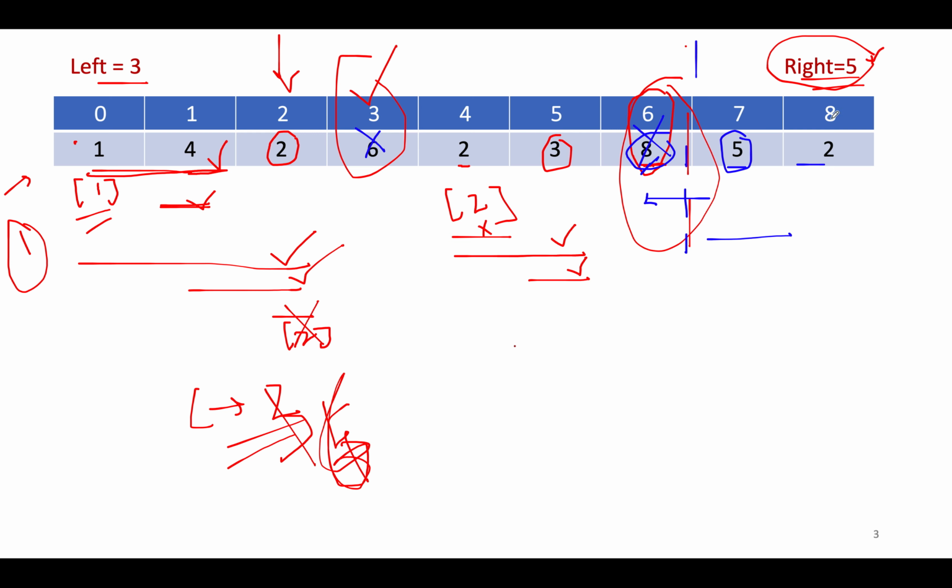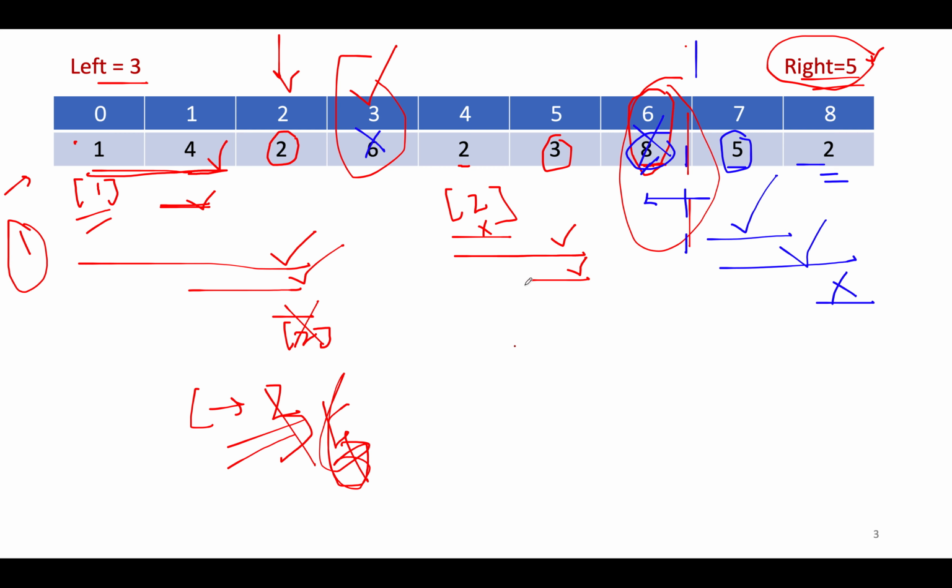Will that be part of the answer set? Yes, because it lies within the range of left comma right. So this gets added. And next we have 2. So including 2, how many sub-arrays can we generate? 5 comma 2, one with 5 comma 2 and the other independently 2. So will 5 comma 2 be part of the answer set? Yes, because the maximum element lies within the range. Will only 2 qualify for the answer set? No, because it is lower than the left value.